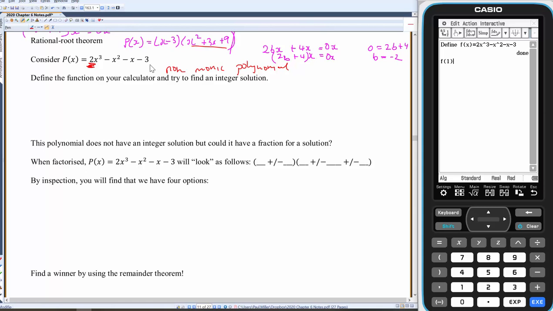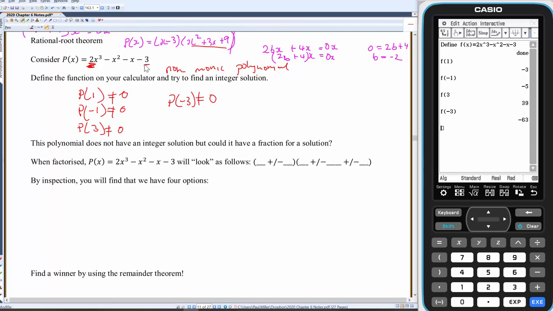factor. So f of 1, no. F of -1, no. F of 3, no. F of -3, no. So none of them equal 0, which means that x plus 1, x take 1, x plus 3, and x take 3 are not linear factors, okay? So what we're going to conclude here is that p of 1 and p of -1, p of 3 is not equal to 0, and p of -3 is not equal to 0.